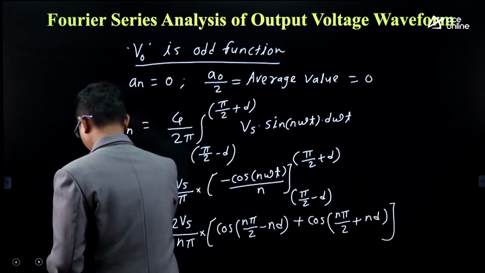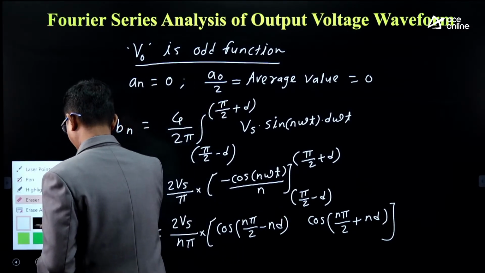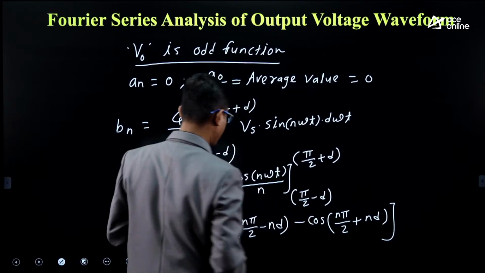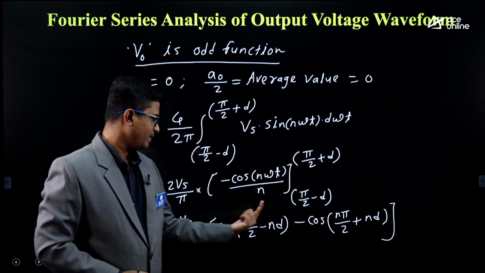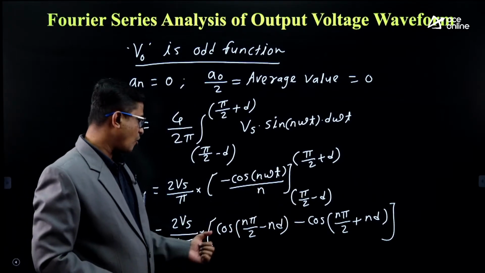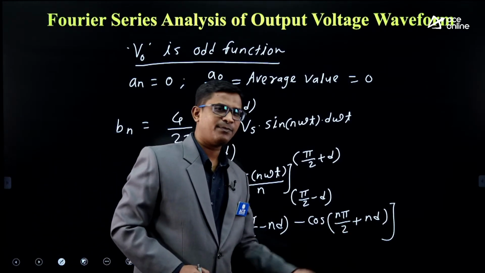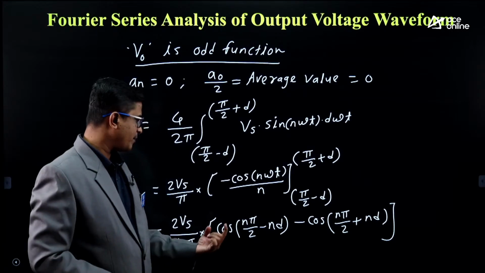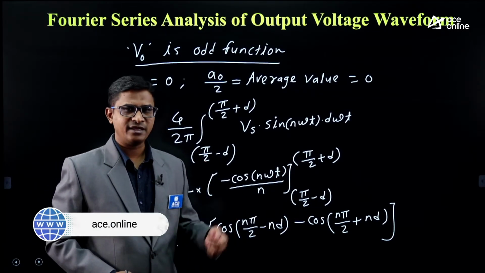Sorry, minus. So here it is a plus and this should be the minus. Already minus is present. So for the upper limit that will be a minus, and for the lower limit it will come as a plus. So it is cos of (a minus b) minus cos of (a plus b). What is cos(a minus b) minus cos(a plus b)? It is 2 times sin a into sin b.